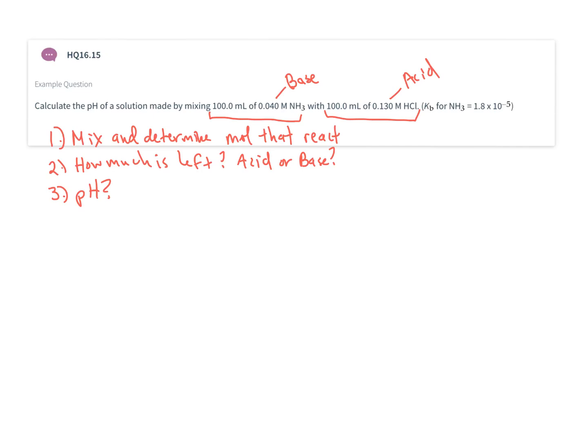So our general neutralization reaction for ammonia reacting with HCl would look something like this. Ammonia is going to react with HCl to produce ammonium chloride. To figure out how many moles will react, I need to convert my concentrations from molarity, which is moles per liter, into moles. So we'll start with the HCl solution.